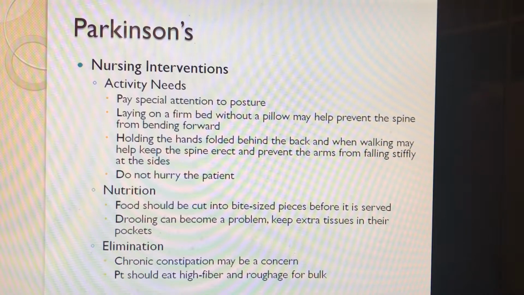For food, it should be cut in bite-sized pieces before it is served, and drooling can become a problem, so keep extra tissue in their pockets. Chronic constipation may be a concern, so the patient should eat high fiber and roughage for bulk.